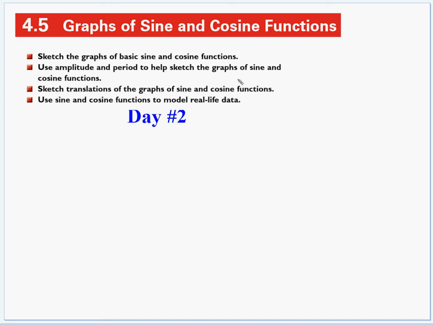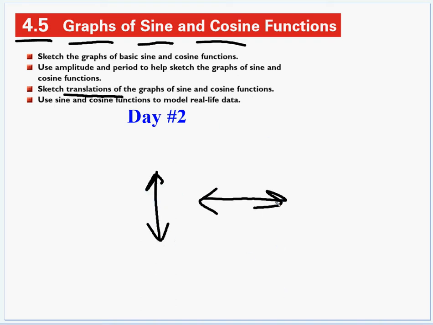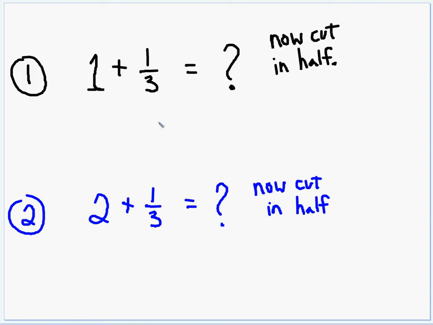Welcome back to section 4.5, graphing sine and cosine. Today we're going to look at this third bullet point, sketch translations of the graph of sine and cosine. So we can shift the graph up or down, or maybe left and right. Let's see what we've done. Oh, well, first, a couple of prerequisite skills.